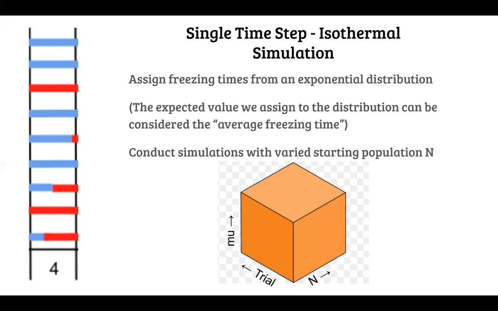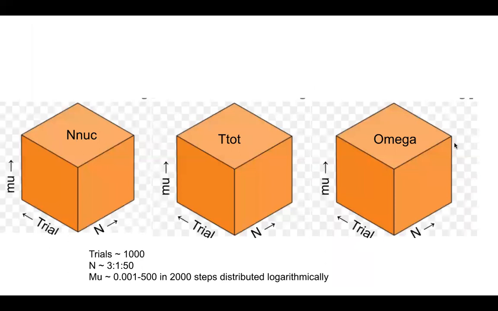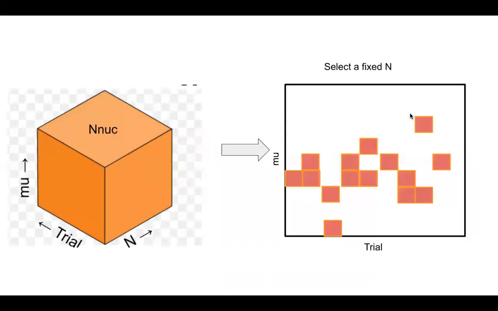We also ran the simulation for 1,000 trials to get a distribution of possible omega values for a given N and mu. The resulting data set is a three-dimensional structure with big N on one axis, trial number on another, and mu on the last axis. These three cubes are a visual representation of our resulting data sets. We obtained a 3D output for each variable of interest, N-nuc, T-tot, and omega.